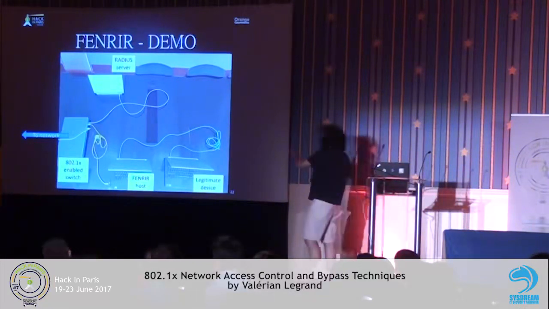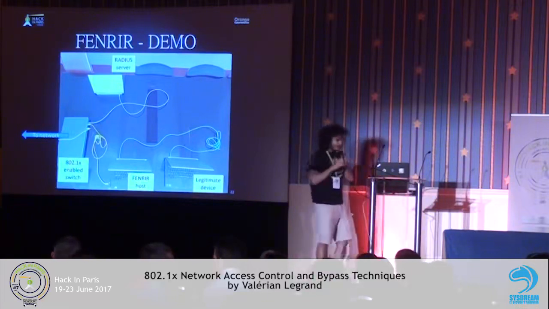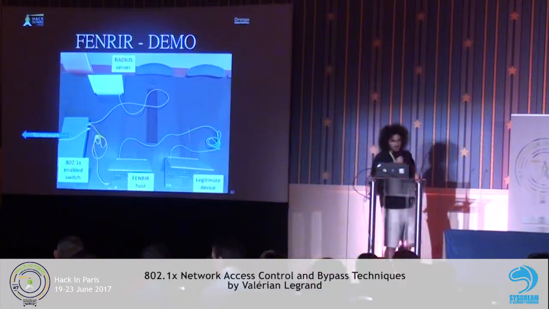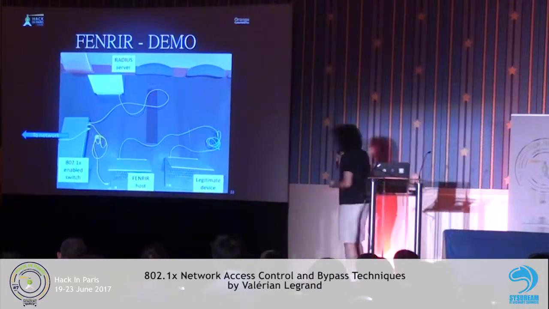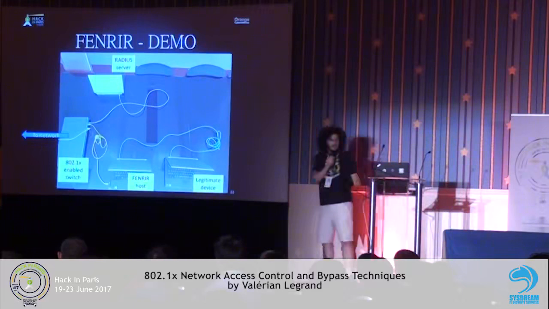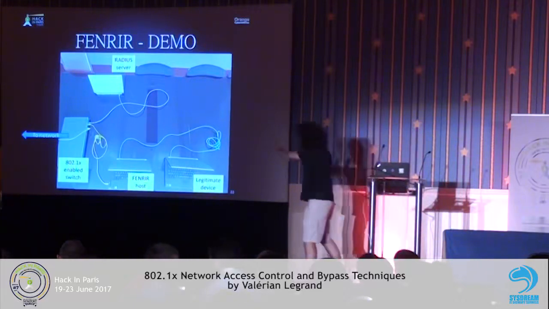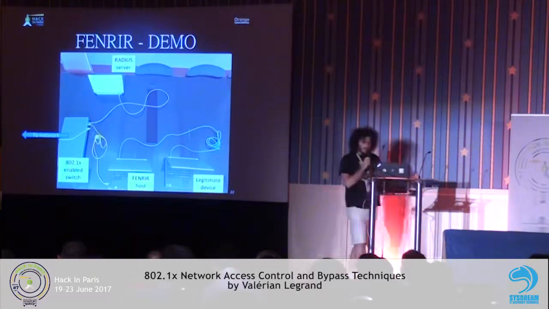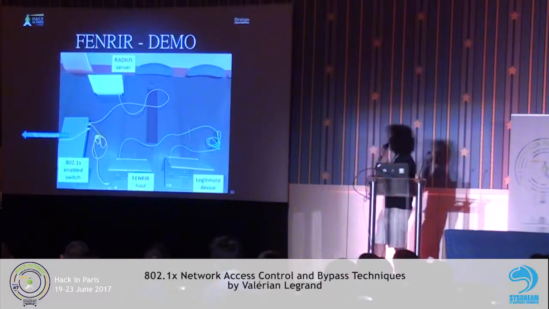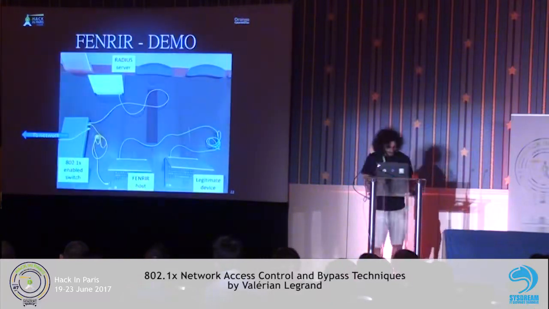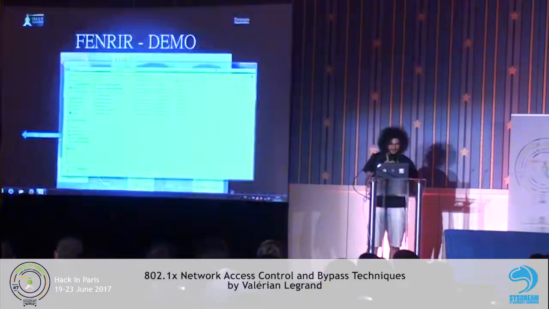But you can also see in this picture that we have the legitimate device, the switch with 802.1x enabled, the authentication server, which is a RADIUS server, and the attacker's machine running Fenrir is between the legitimate device and the switch. We also have a white Ethernet cable going to the left for the network. But the camera was really bad, so we don't have it. Okay, demonstration.